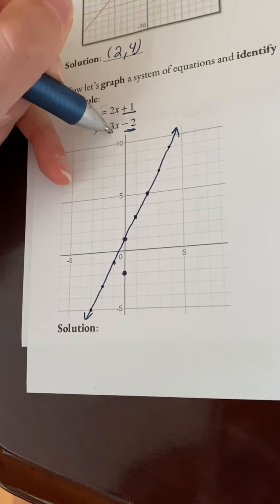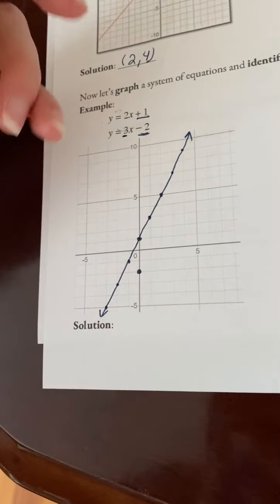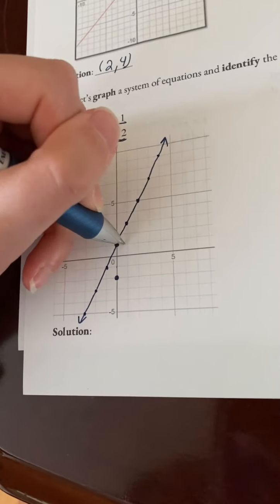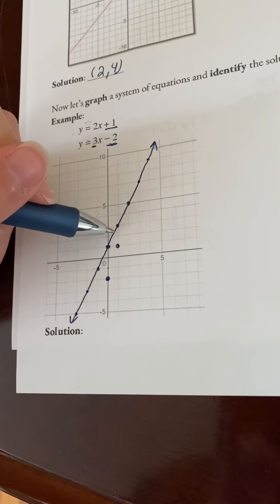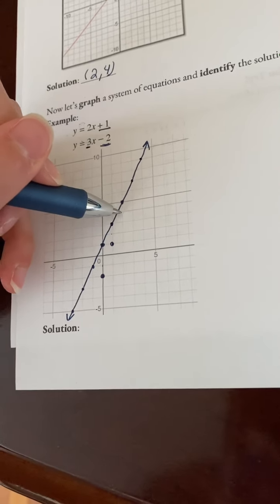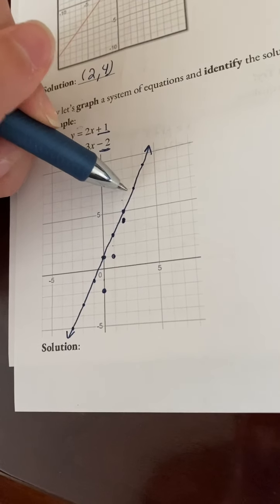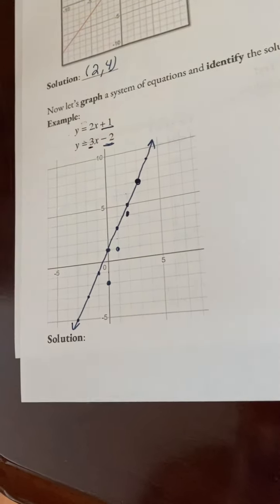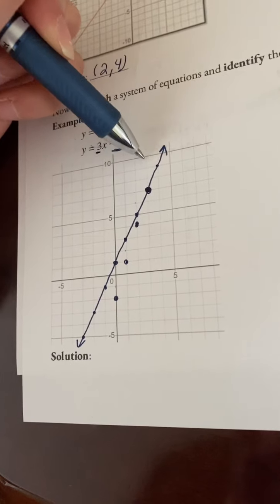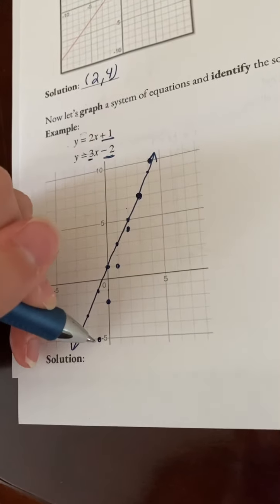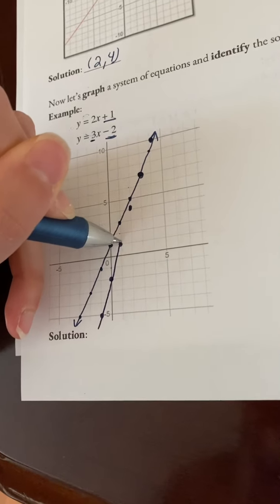And my slope here is 3, which means 3 over 1. So I'm going to go up 3 to the right 1, and keep repeating that. Oh, looks like they intersect there. Up 3 to the right 1. And then I could do the opposite.